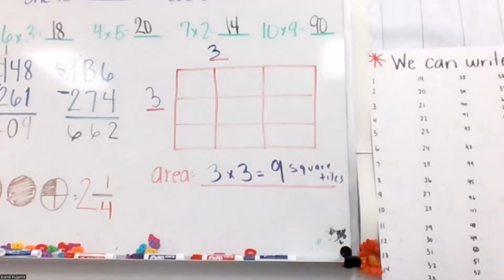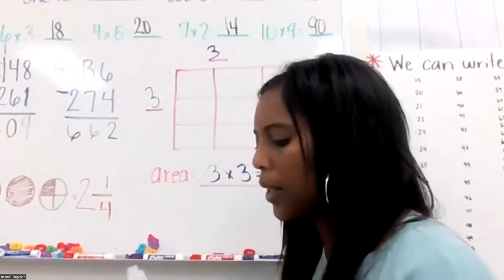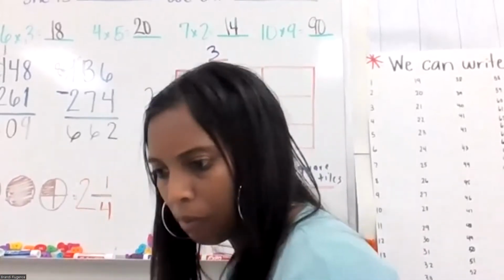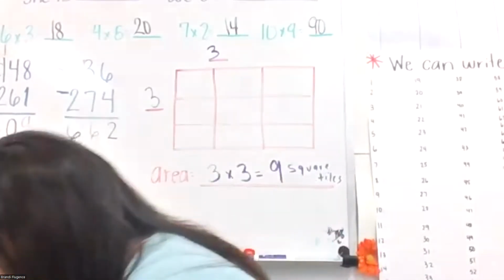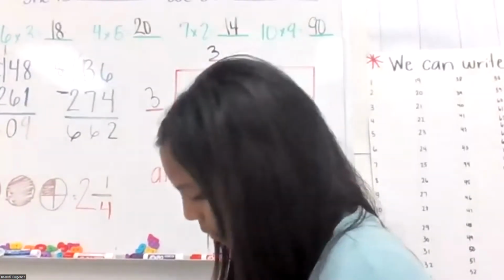So I want to review a couple of things: multiplication, addition, subtraction, area, and mixed numbers. Okay, go ahead and get out your phonics book for dictation. 271 is where we are. Your phonics book, page 271.